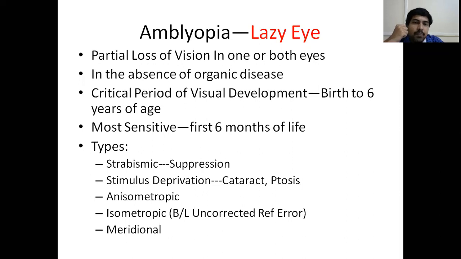Next one is stimulus deprivation amblyopia. Suppose a baby is born with a cataract. Suppose there is a congenital cataract. You have to do surgery for him as soon as possible, if possible within the first 6 weeks of life. I told you to remember 6. So 6 weeks, 6 months, and 6 years are the critical periods of development of vision.